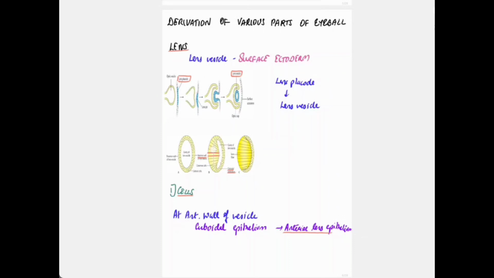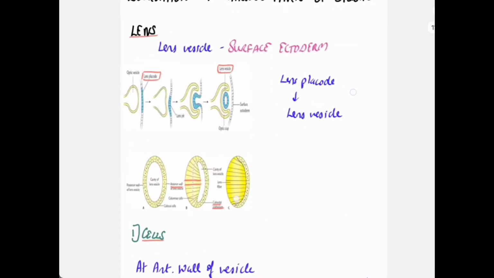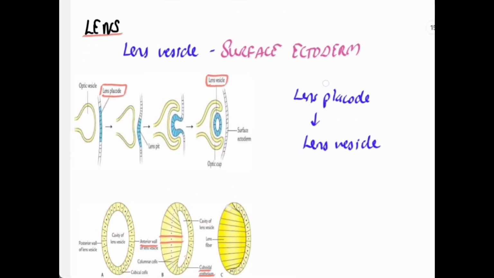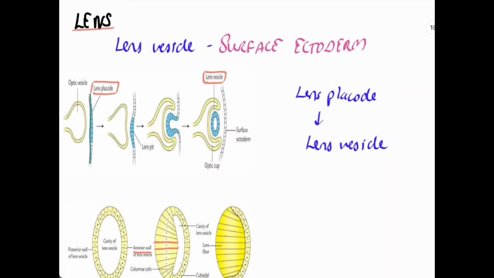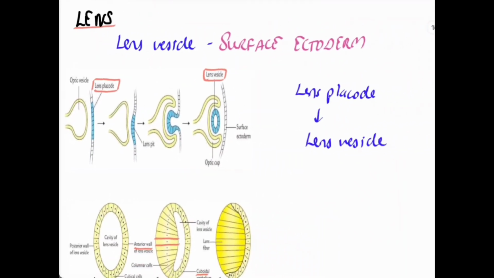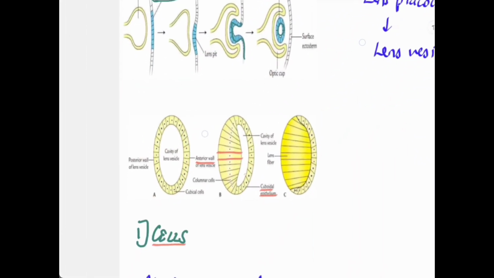Next we'll discuss development of the lens. It is formed from surface ectoderm. Steps of development are induced by signals produced by the optic vesicle. The thickening of surface ectoderm overlying the optic vesicle, known as the lens placode, invaginates and sinks below the surface ectoderm to form the lens vesicle, which consists of a central cavity surrounded by a single layer of cells.